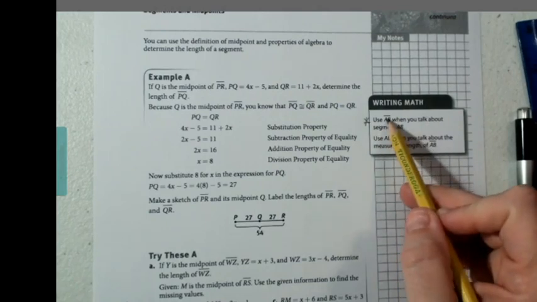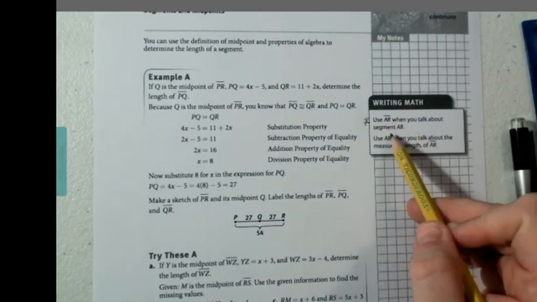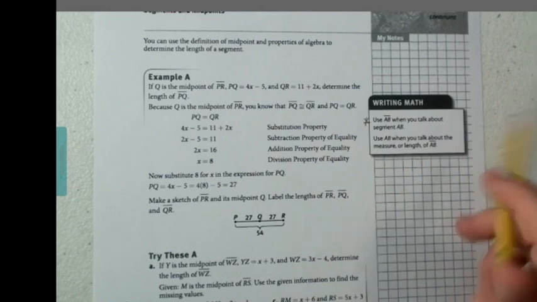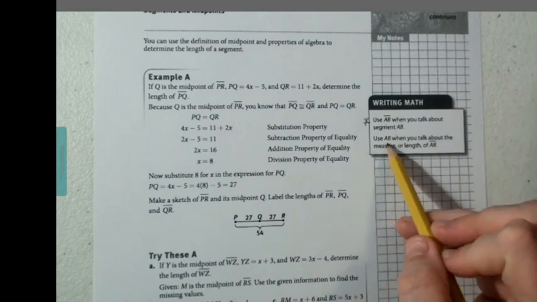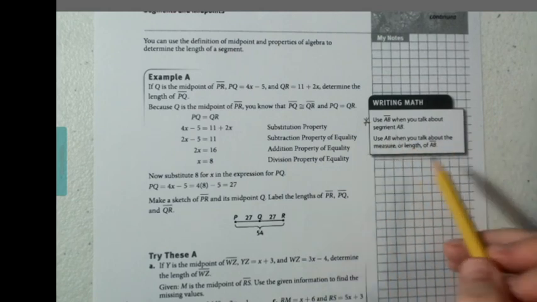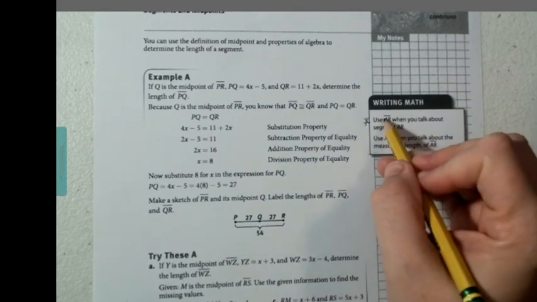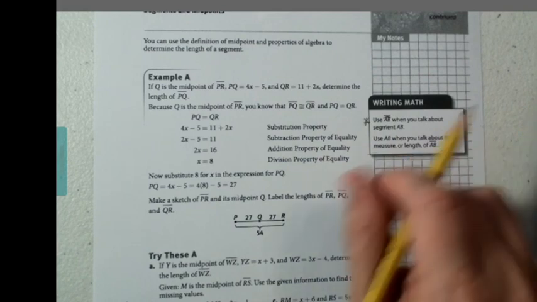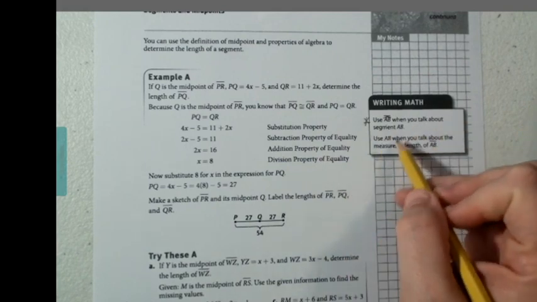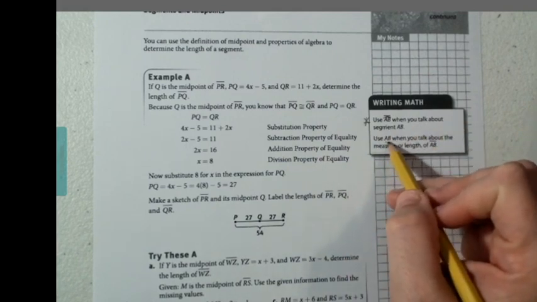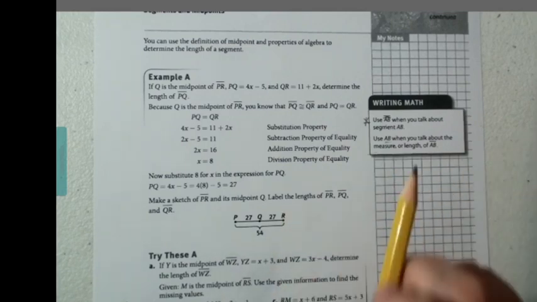You use line segment AB when you talk about segment AB, but you use AB when you talk about the measure or the length of the line segment. Okay, so you only put the line on there when you're talking about the line itself, but if you're talking about the measure of it, you'll notice that they just put the letters, no line.